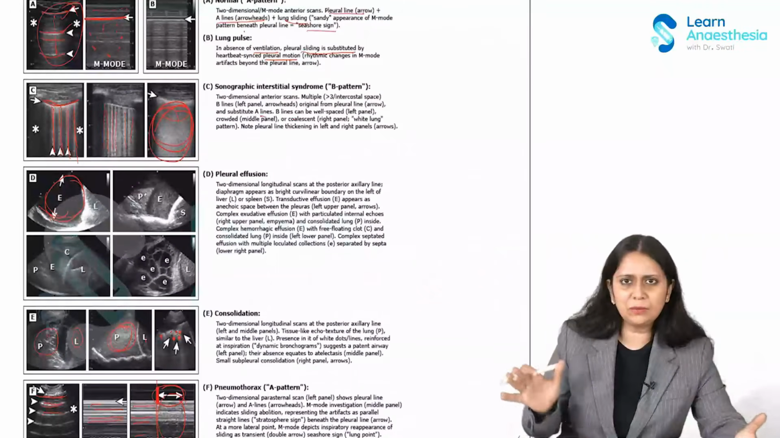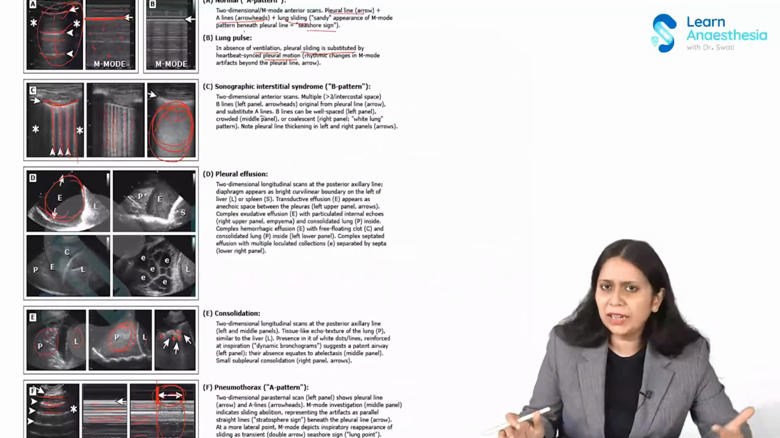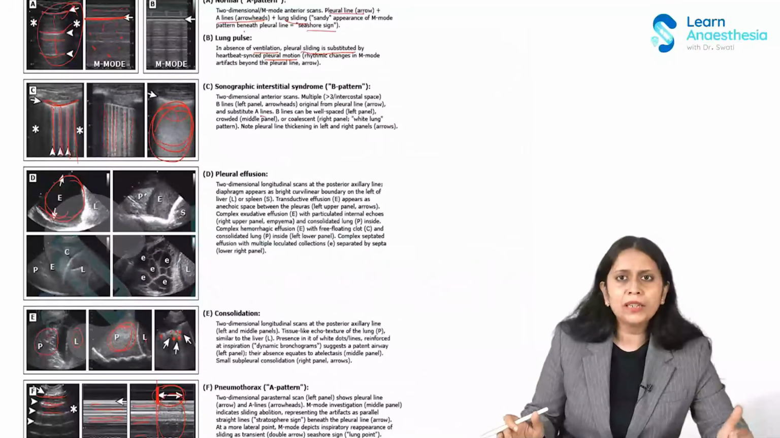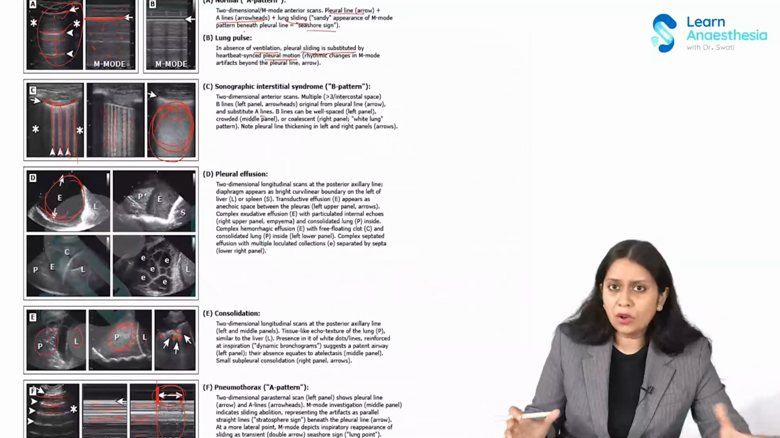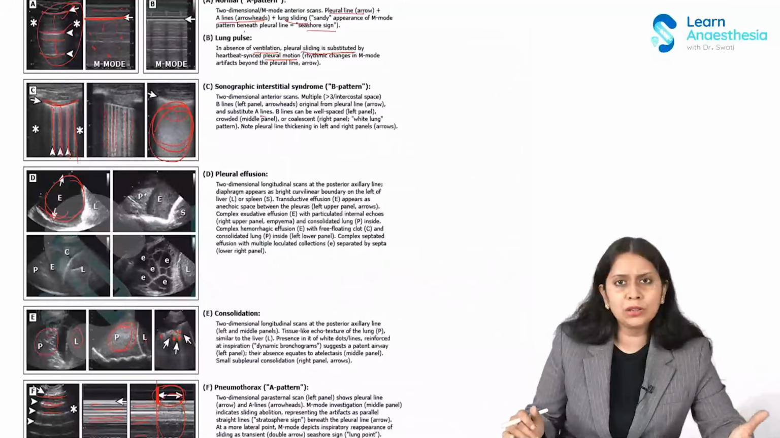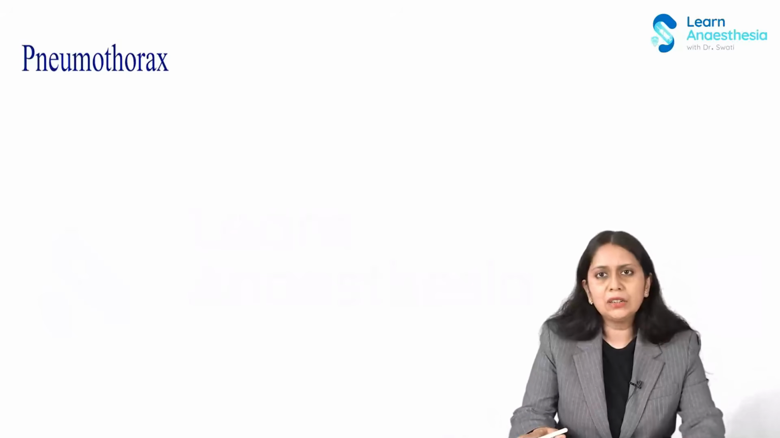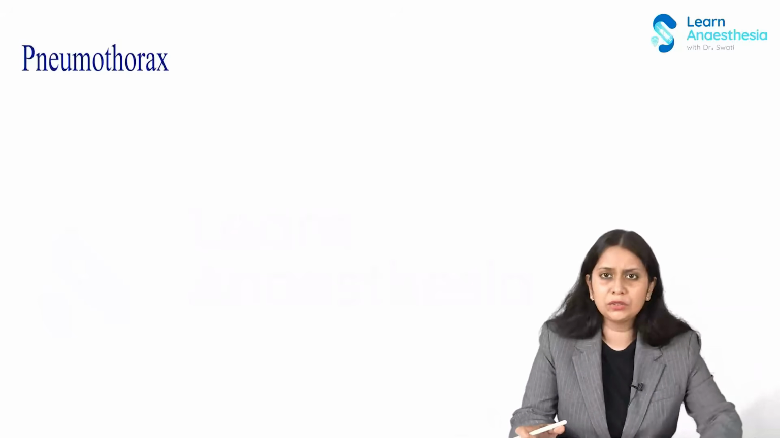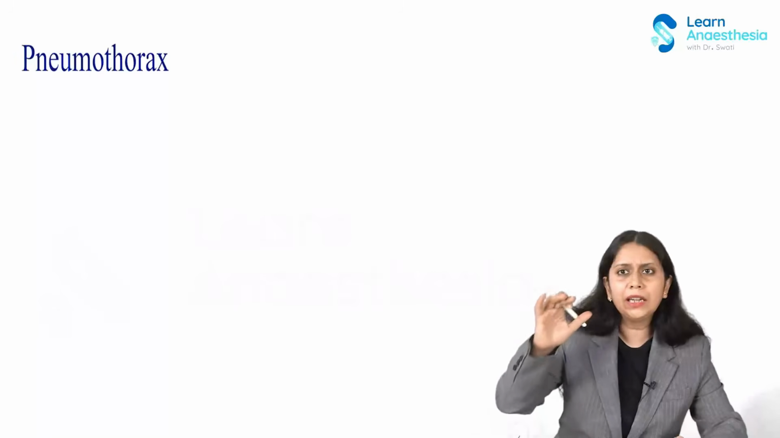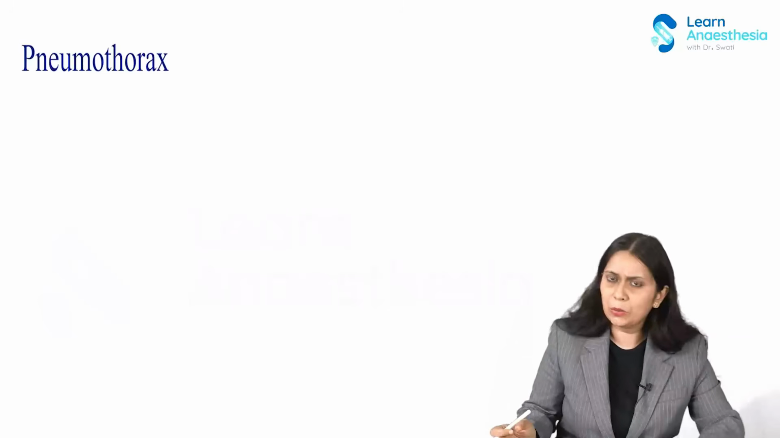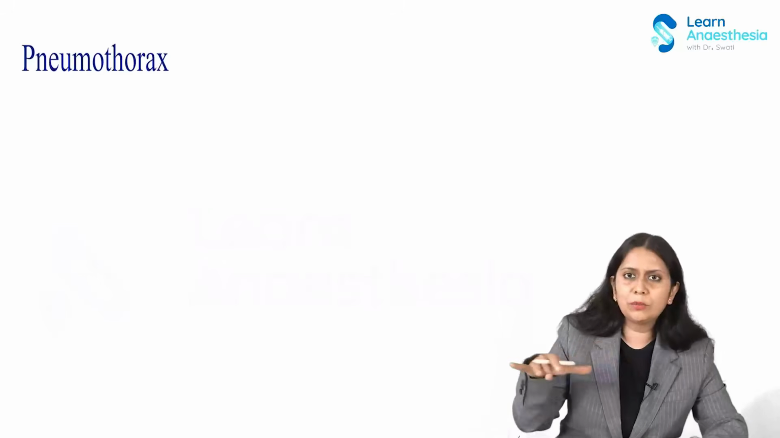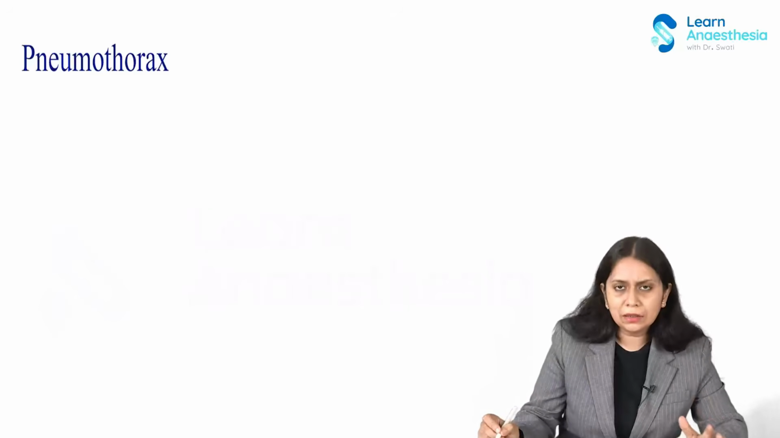So these are the different simple signs that we have to remember. If you just remember A line, B line, lung point, lung pulse, and how consolidation looks on lung ultrasound, a lot of diagnoses you can make. Okay, so let us revise very quickly what we will see in pneumothorax. We have discussed that pneumothorax means air between the parietal and visceral pleura. So the sliding movement of the pleura will not happen. There would be no sliding, absence of lung sliding.